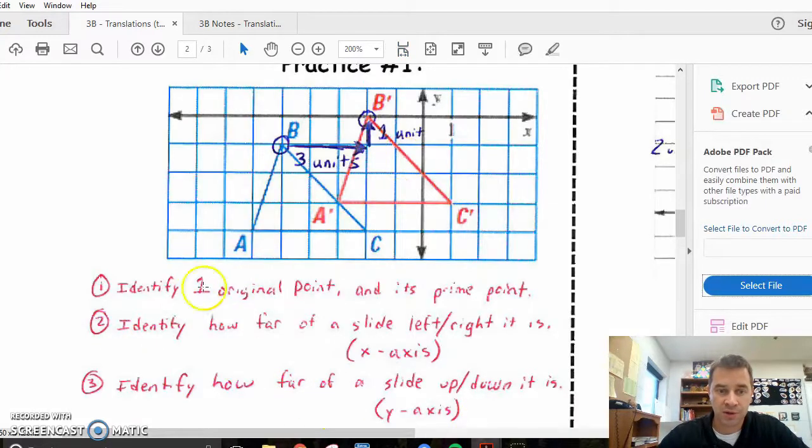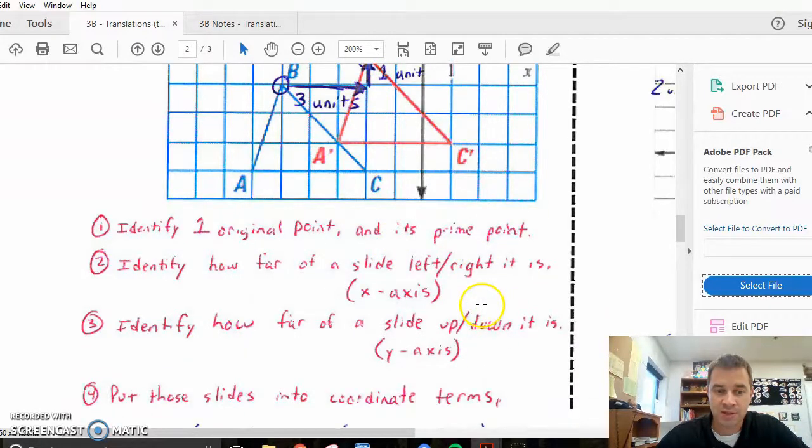So I've got that shown here. Those are the first three points, because I want you to focus on the process of how to do this, even though you've had some practice with it already before. So we identify the original point, B to B prime. We then identify how far it slid, in this case to the right, 3 units. Then it went 1 unit up. After that, you're pretty much set to go.